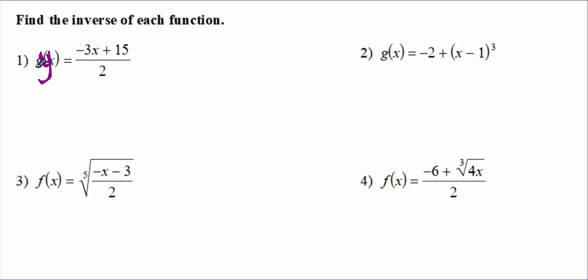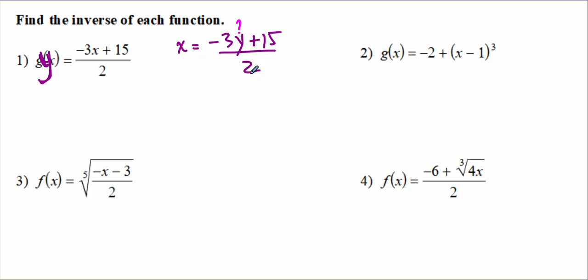In this case, it started off with g instead of f. It doesn't matter. So now I'm going to switch their x and y positions, and I'm going to rewrite it over here. So this is going to be x equals negative 3y plus 15 divided by 2. Okay, what's my next step? Well, I'm solving for y. That's all I'm doing at this point. I've got to get y by itself.